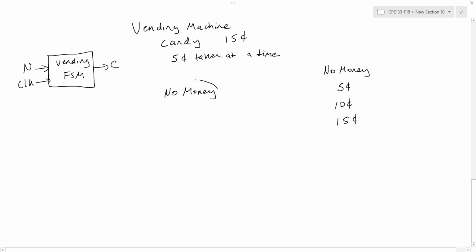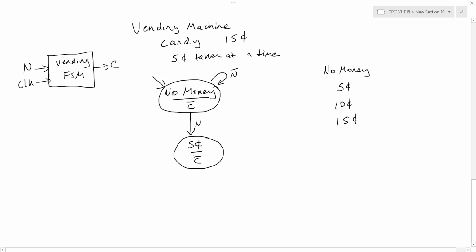So let's draw our first state, the no money state. And in the no money state, when I'm just starting off, I shouldn't dispense the candy yet because no money has been put in. And I'm going to go ahead and stay in this state perpetually as long as no money is put in. As long as I don't have any nickels, so nickel is 0, then I'll stay in this same state. If a nickel is put into the machine, then I'm going to go on to the next state, which is the 5 cent state.